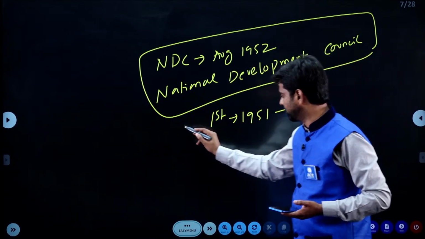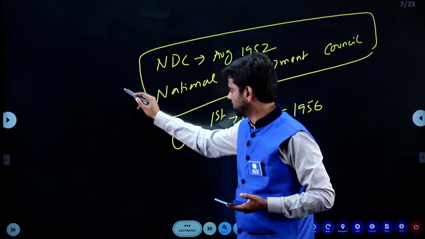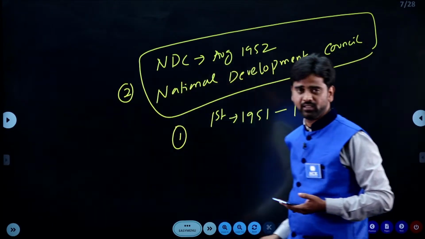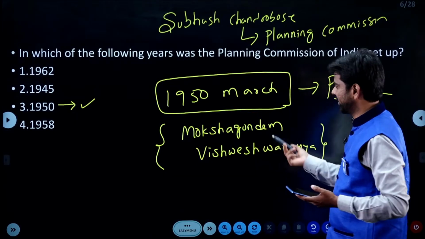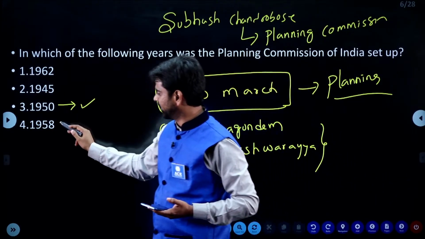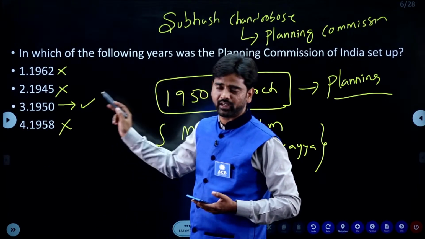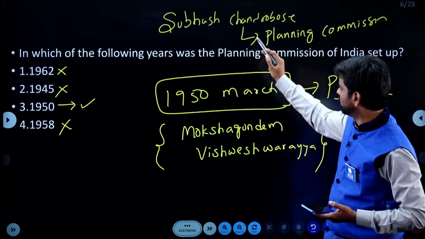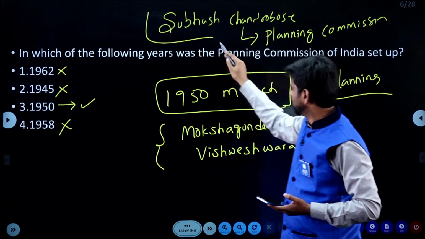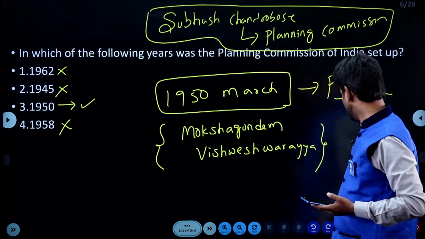This is the most important question which we may expect in a future examination. The second most important bit we may expect is the NDC. The highest priority has been given to 1950. It is not 1958, nor 1945, nor 1962. So the right answer is 1950. And who is the person behind the setup of this Planning Commission? Subhash Chandra Bose. Okay, so just remember these things.